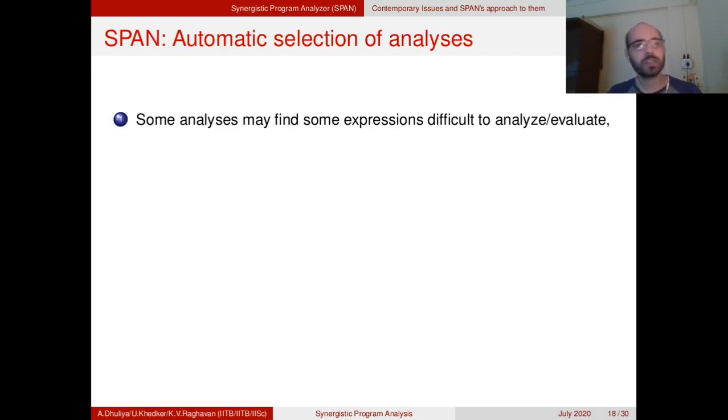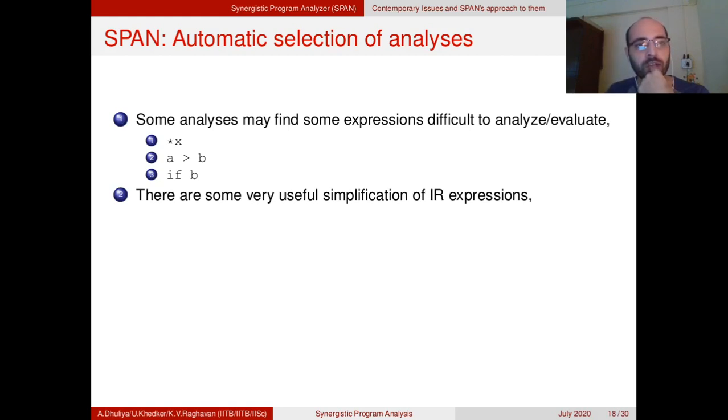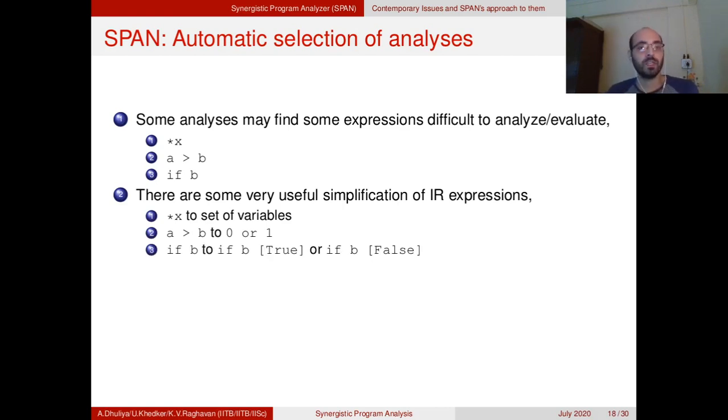For example, some analyses may find some expressions difficult to analyze. Star x, most value analyses cannot handle, only the pointer analysis can. A greater than b, relational analyses are good at evaluating these expressions, not constant propagation, etc. And the condition if b is actually true or false. So how can you evaluate it? Many analyses cannot. So there are some very useful simplifications of IR expressions: star x to a set of variables, a greater than b to a boolean value, if b to true or false, eliminating branches.